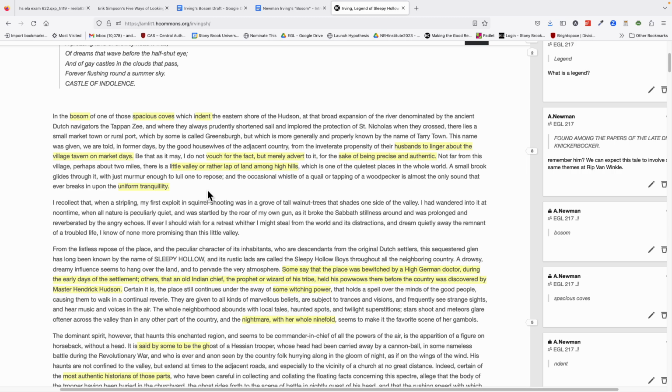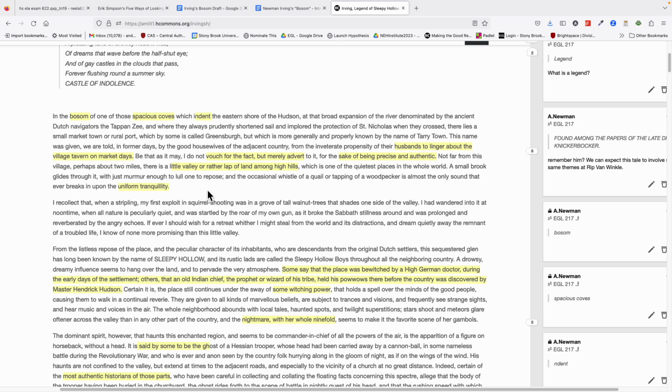I hope this isn't too steamy for everybody, but look, the third word is bosom, and as you know, bosom means breast, but it's also used sort of metaphorically: "soft place of one of those spacious coves which indent." So the first line kind of announces all of this feminine imagery, both the idea of the bosom, and then this yonic imagery, coves and indentation.